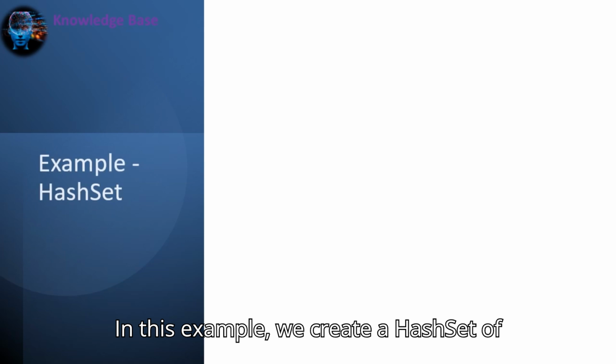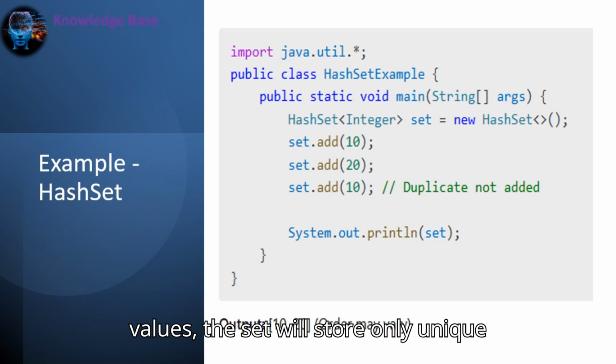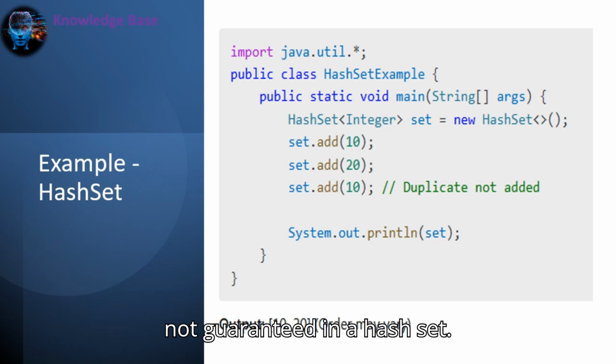In this example, we create a HashSet of integers. Even if we try to add duplicate values, the set will store only unique elements. Remember, the output order is not guaranteed in a HashSet.